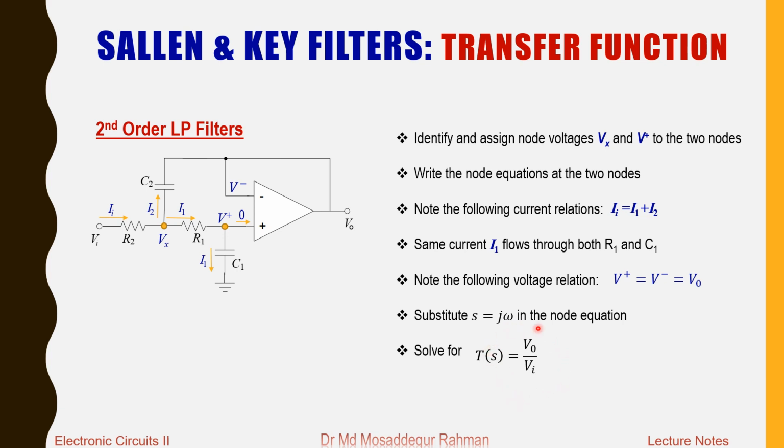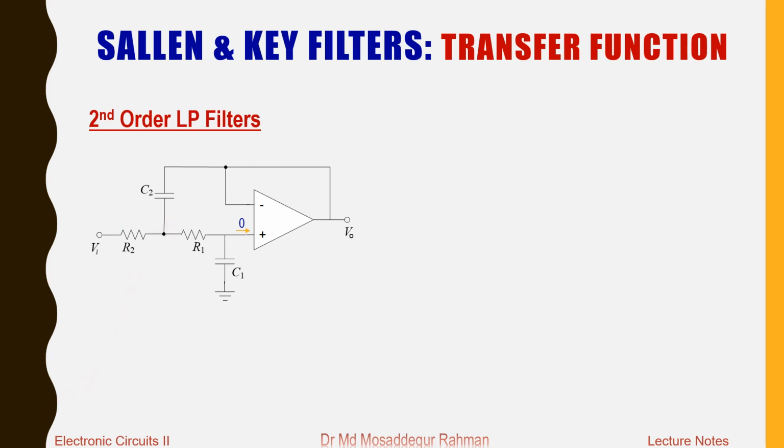So once you have done that, then you have got your transfer function. This is how you can follow. If you follow these steps, you can get the transfer function for the second order filter circuit. Now let's say we have followed all the steps as outlined here, and we have derived the expression for the transfer function. Now what is our final transfer function for the second order low pass filter, second order Sallen-Key low pass filter?